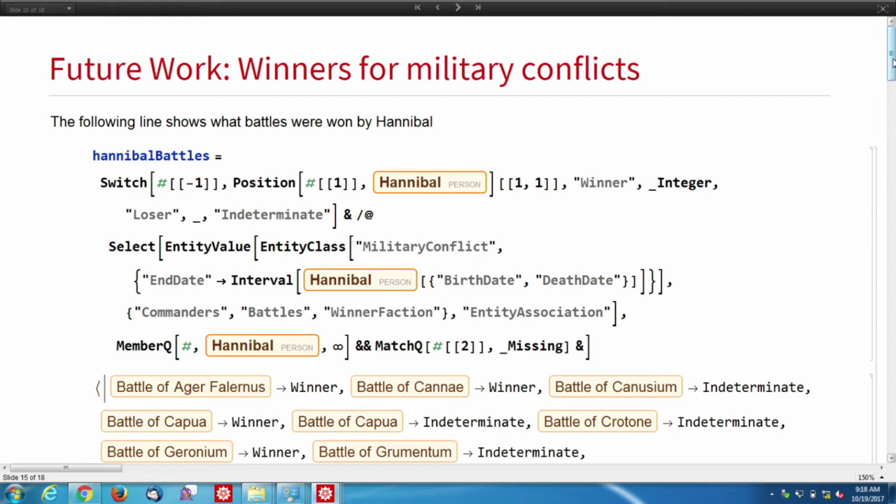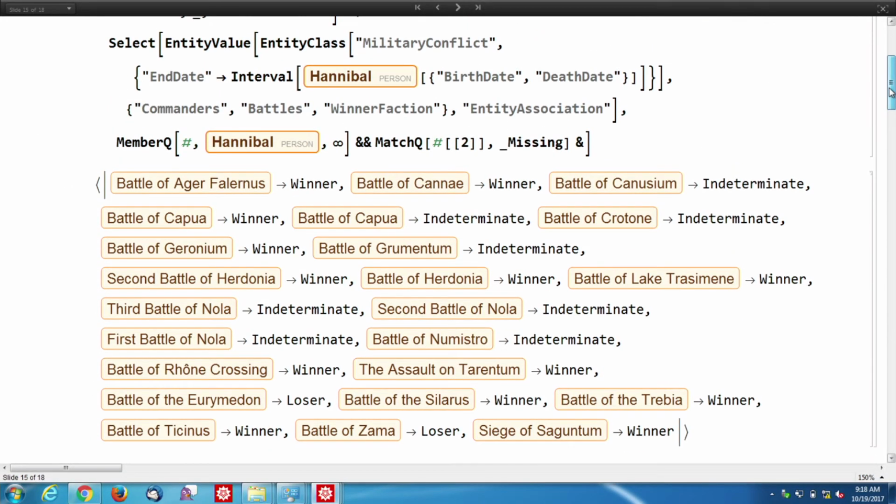Here are the things we are currently working on. As you could see, there is a property that is outcome, but it's a string. We are now parsing it to give you a number that says what faction won the conflict. We can use this to make more calculations, like, for instance, for Hannibal, the battles he fought and in which ones he won. This we do by checking what faction he belonged to and checking it against the winner faction.